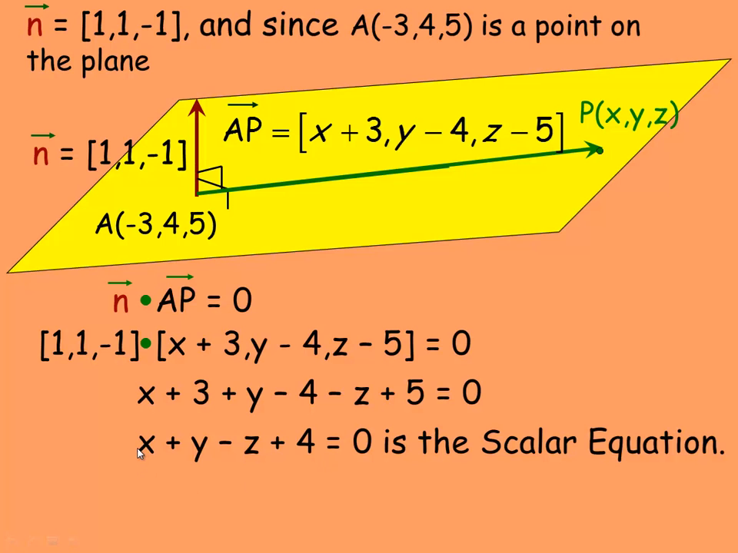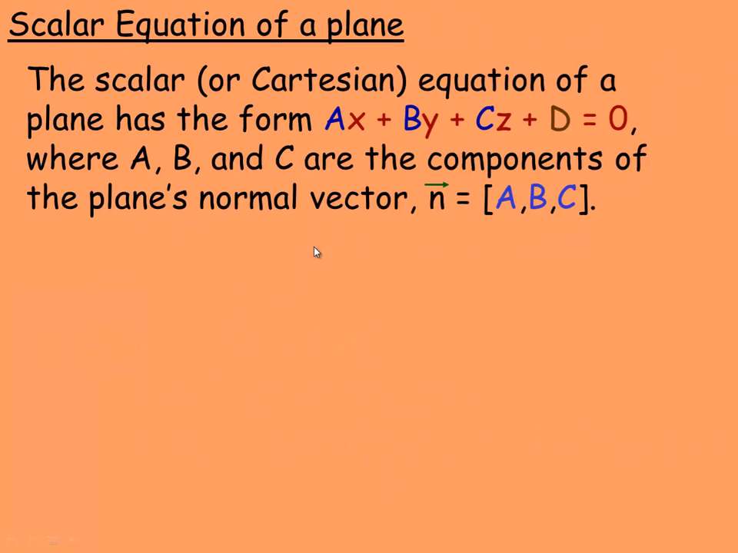Now, notice that the coefficients of x, y, and z are 1, 1, and negative 1. It's not a coincidence that those three numbers are the components of the normal vector. And that's one of the main advantages of this equation in certain circumstances. The coefficients of x, y, and z, if it's written in this form, everything on one side set equal to 0, are always the components of a vector normal or perpendicular to the plane. And so that's a little summary on this page before we finish with another example. The scalar or Cartesian equation of a plane has the form ax plus by plus cz plus d equals 0, where the coefficients a, b, and c are the components of the plane's normal vector, or they're parallel to the normal vector.